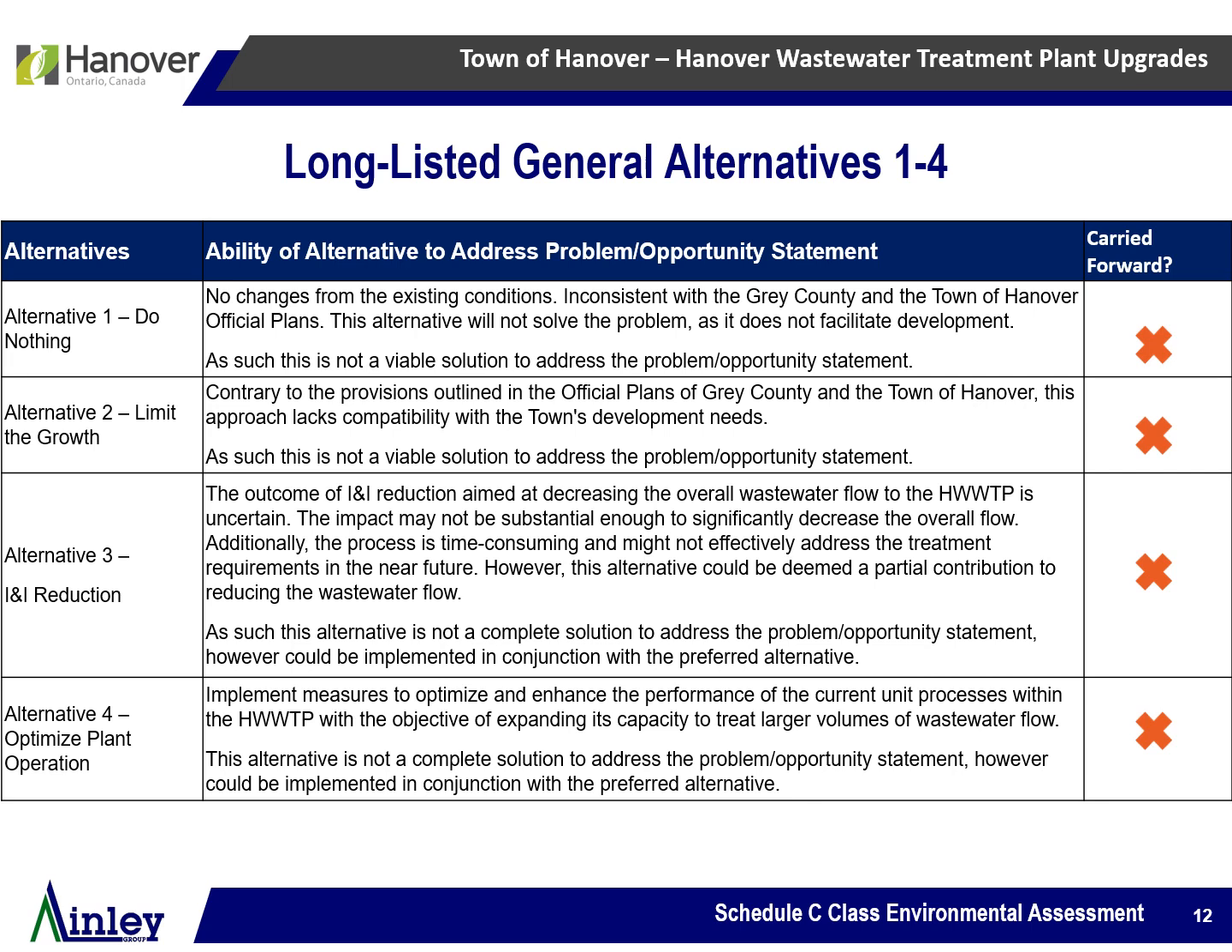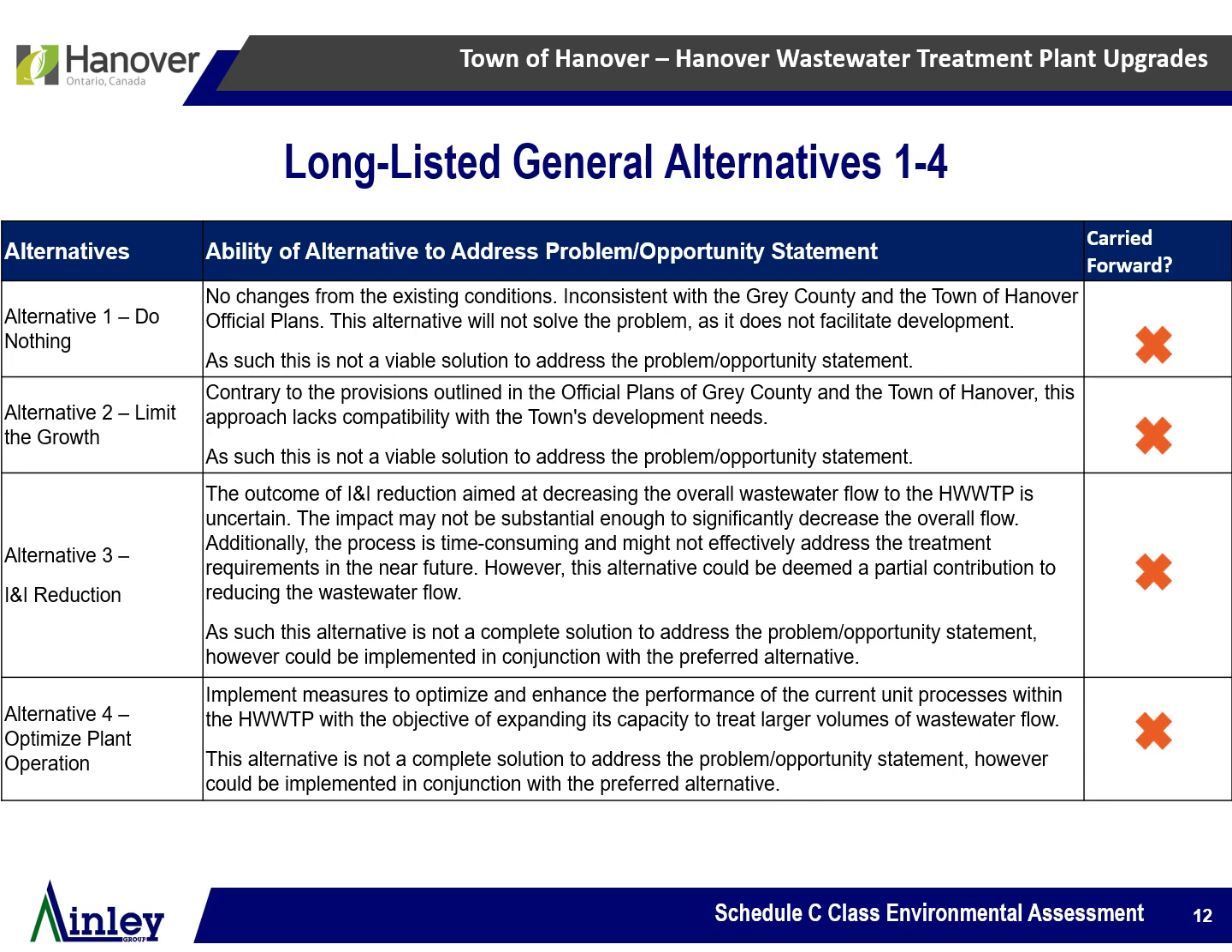Alternative 2, limit growth. Contrary to the provisions outlined in the official plans of Grey County and the Town of Hanover, this approach lacks compatibility with the town's development needs. As such, this is not a viable solution to address the problem and opportunity statement.